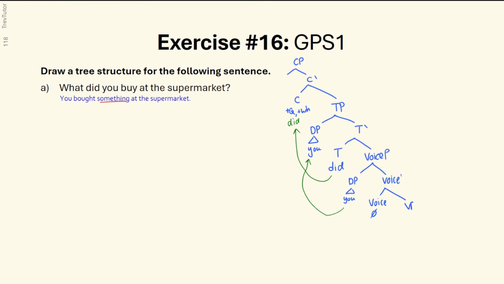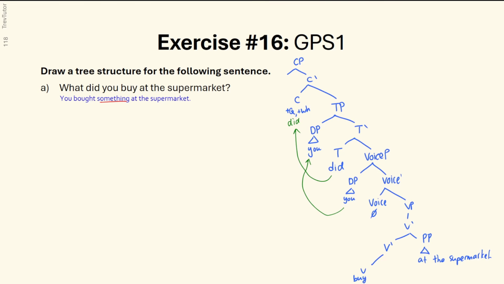And then for our verb phrase, we have the word buy. So we're going to buy something, but at the supermarket, which means at the supermarket is going to be an adjunct. So we'll just abbreviate that with a prepositional phrase with a triangle under it. So, at the supermarket. And then we have the verb buy, but we should make sure it's in the proper position. So we have buy down here.